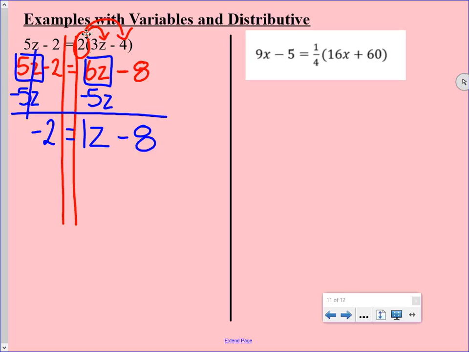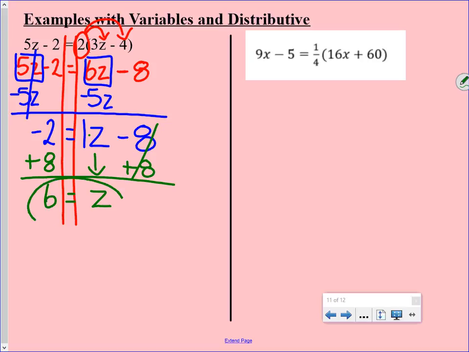Next step is to combine like terms. We don't have any like terms to combine. We cannot put 1z and 8 together. So we move on to undo addition and subtraction. We have minus 8, so we're going to do plus 8 on both sides. 1z, which I can rewrite as just plain old z. Anything times 1 is just that number. Equals negative 2 plus 8 is 6. Z is all by itself, so we can circle that as our final answer.